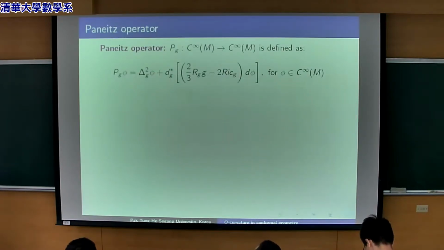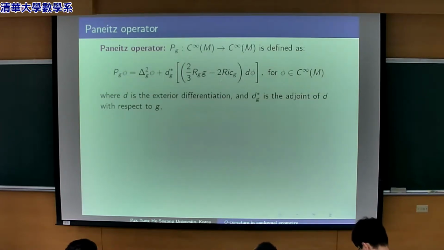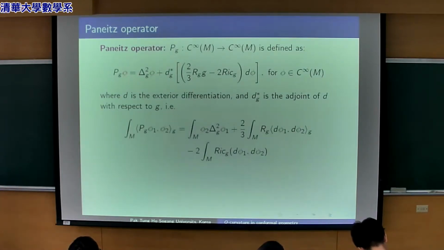Something closely related to Q-curvature is the Paneitz operator. It is defined as this, where once again this is the Laplacian squared, D is the exterior differentiation, and D star is the adjoint of D with respect to the metric. You should interpret this formula in this way: when you take the inner product with another function, you move the D to the other side.